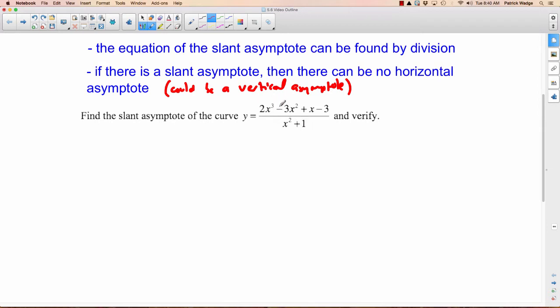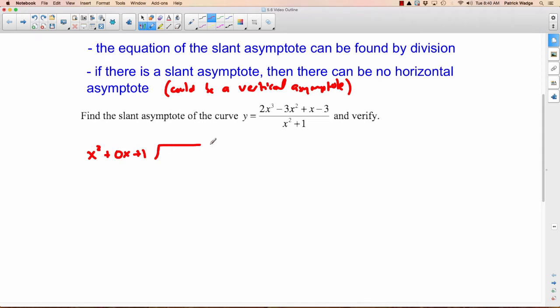We divide. Now you can't use synthetic division here because you have x squared plus 1. If it was x plus 1 you could do it, but x squared plus 1 you can't. So we have to do long division. So I'm going to write the x squared plus 1 first, but I'm going to put x squared plus 0x, because there's no x term here, plus 1.